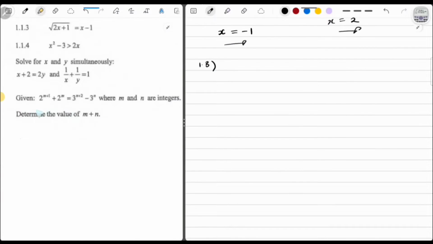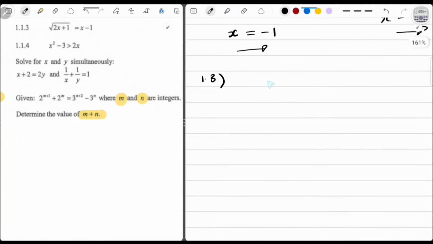So 1.3's question is, they say 2 to the power of m plus 1, plus 2 to the power of m, is equal to 3 to the power of n plus 2, minus 3 to the power of n. Given this, where m and n are integers, you need to determine the value of m plus n. So if you can just solve for m and n, you'll be able to find that. As you can see, this is an exponential expression. So let's write that down quickly.